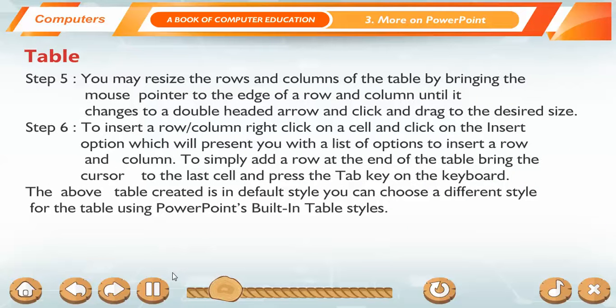Step 5. You may resize the rows and columns of the table by bringing the mouse pointer to the edge of a row and column until it changes to a double-headed arrow and click and drag to the desired size. Step 6. To insert a row or column, right-click on a cell and click on the Insert option, which will present you with a list of options to insert a row and column.